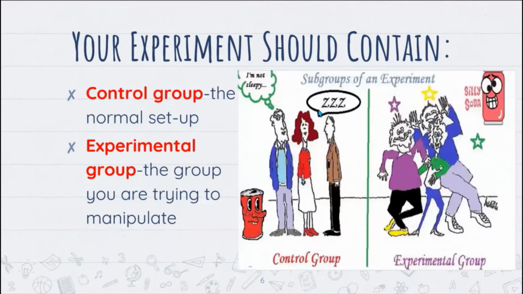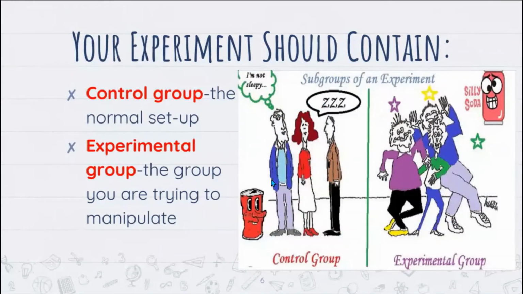So we have here an example. In a particular experiment, there are two subgroups: the control group and the experimental group. If you want to test something, let's say for example, silly soda, you will test it on the experimental group. And what will happen to our control group? They will receive the normal setup. They will receive the normal soda.